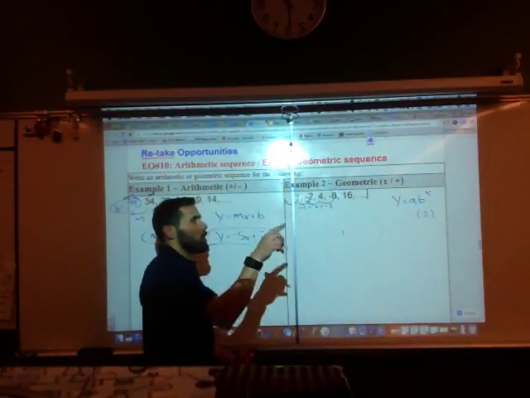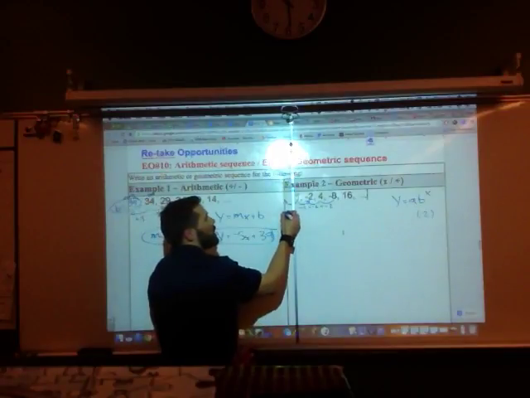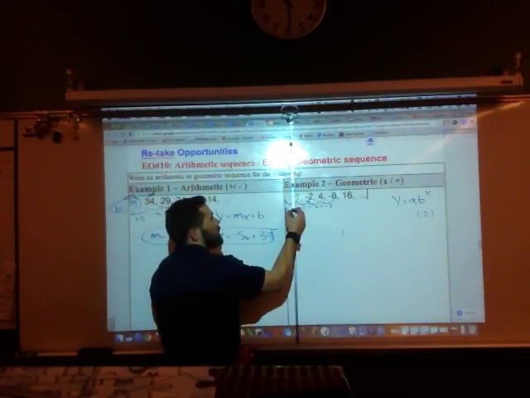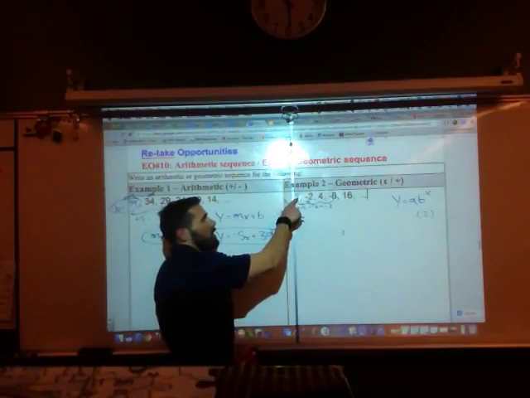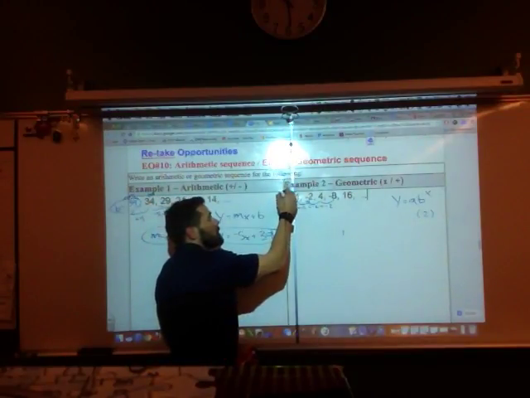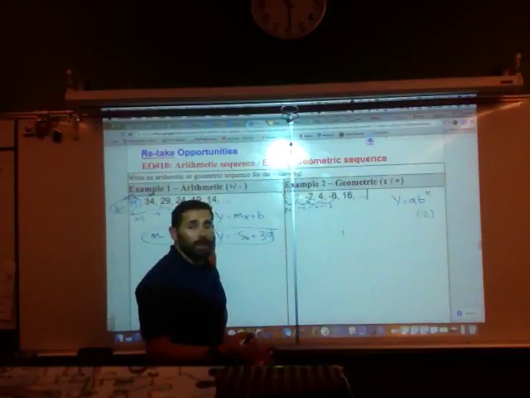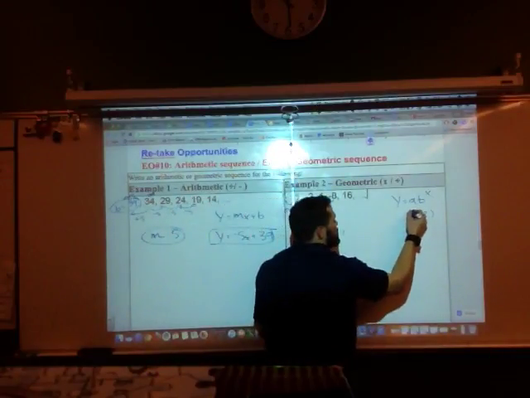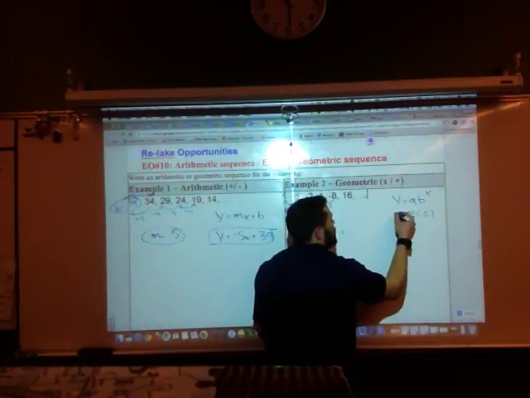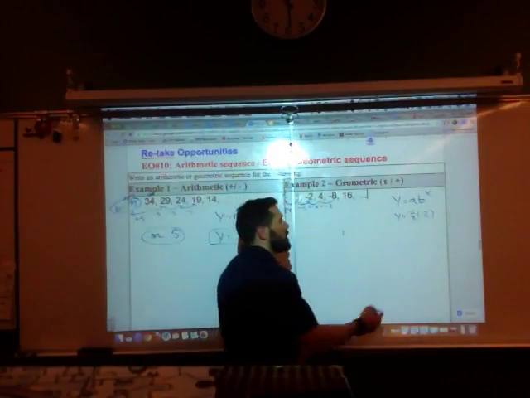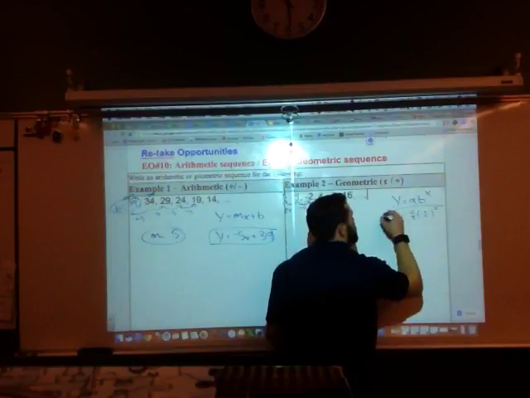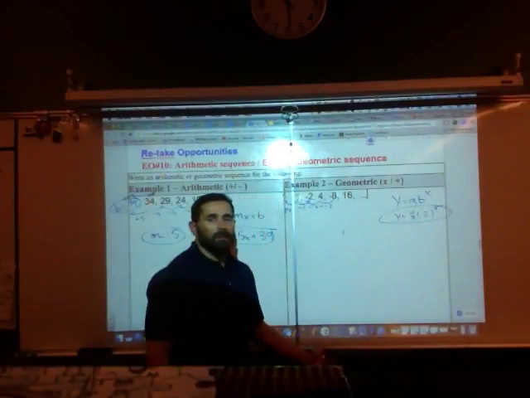Now I just have to figure out what would be the 0th term. The opposite of multiplying by negative 2 would be dividing by negative 2. So if I had a 1 divided by a negative 2, I would end up with a negative 1/2. So this thing actually starts off at negative 1/2. Okay, negative 1/2 times negative 2 to the x. And that is my equation there.